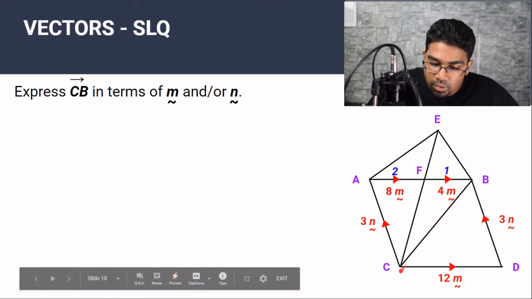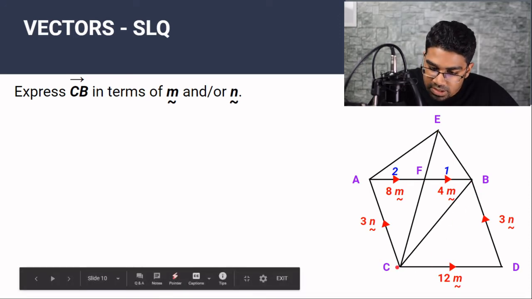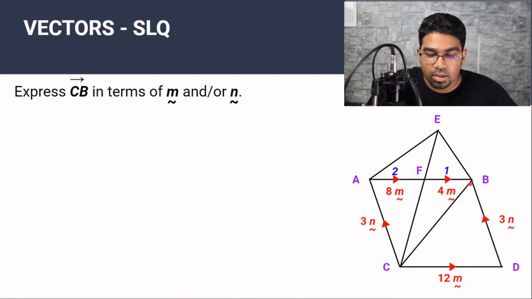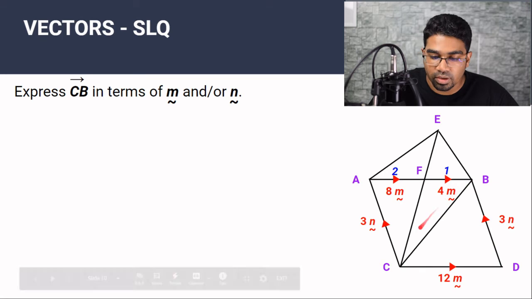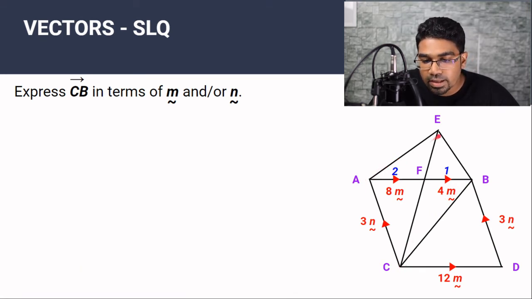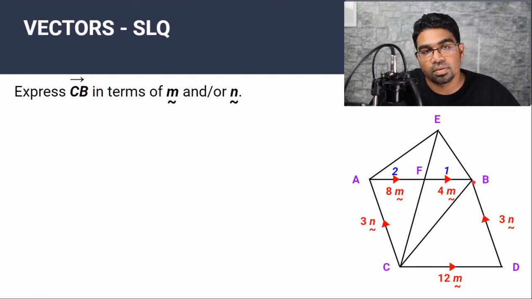For example, we could also do CE plus EB. We could also do CD plus DB. Now this is not restricted to 2 vectors. You can add many vectors the same way. For example, we could do CA, AF plus FB. As long as you started at C and you ended at B, you could perform the vector addition.